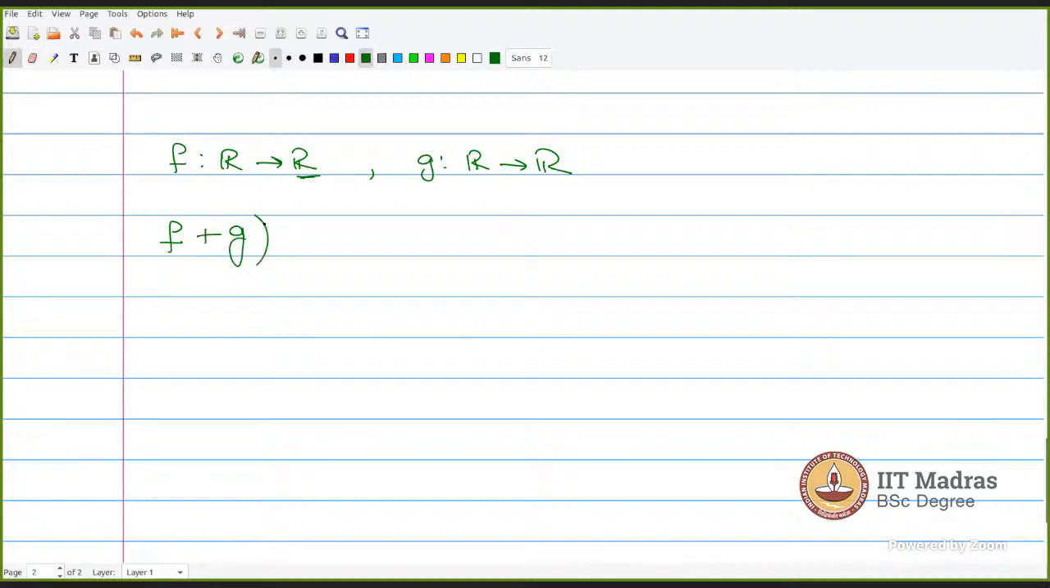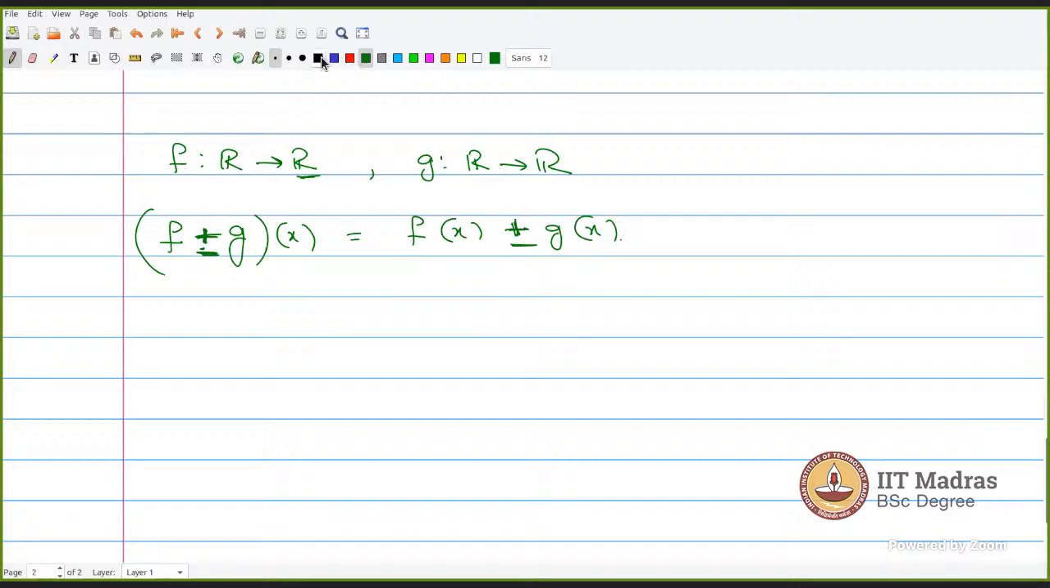Now f plus g, adding two functions. The addition of two functions can simply be written as f of x plus g of x. These are all pretty elementary things. The same goes for minus also. If it is minus, this will be f of x minus g of x. So don't get confused by these signs. If it is plus, here it will be plus. If it is minus, this will be minus.